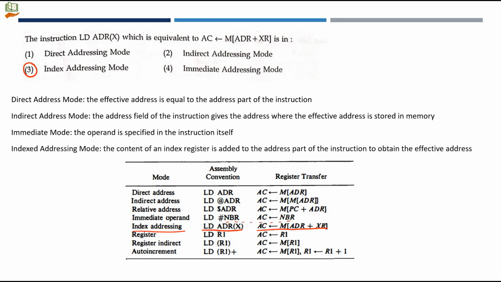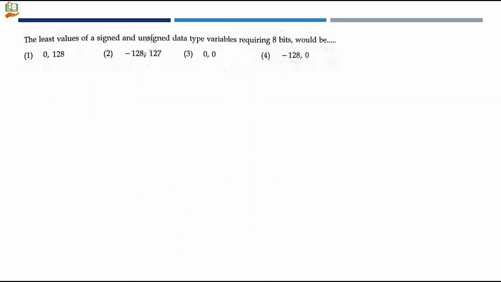What about indexed addressing mode? The content of an index register is added to the address part of the instruction to obtain the effective address. So the index register is what is mentioned as XR and the address part is ADR. It is added to obtain the effective address. Next question, the least values of signed and unsigned data type variables requiring 8 bits would be.